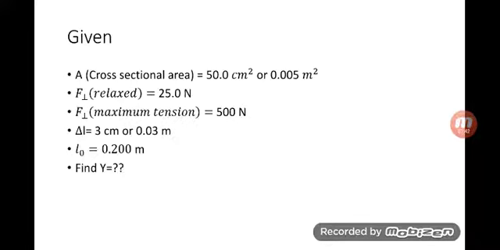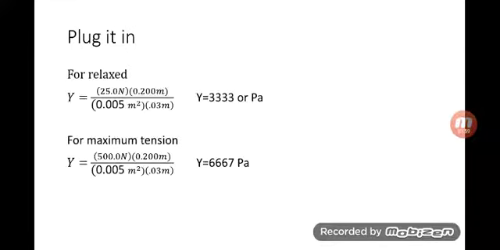All you have to do is find Young's modulus. Now, Young's modulus equals force perpendicular times L0 over cross-sectional area times change of L. So it'll be simple. Just plug in all the values. So for the relaxed one, since it requires less force, that means that it has a smaller Young's modulus, which is 3,333 Pa. And for maximum tension, all you have to do is plug in everything, and you get 6,667 Pa.